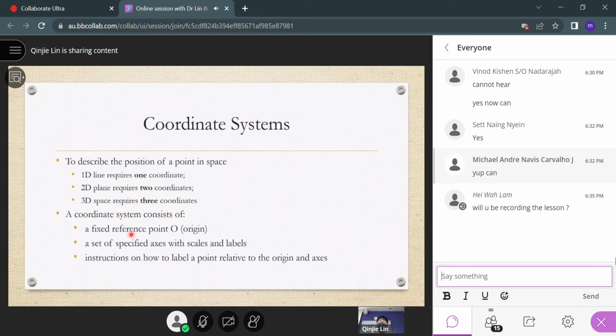So what makes up a coordinate system? They must have these things so that they can be called coordinate systems. It must have a reference point, which is usually the origin. And it also must have a set of axes with scales and labels, so that we can define a point on this coordinate system. For example, you need to have some reference, then you have an axis. Whichever point you put on this coordinate system, you will be able to describe it, depending on what coordinate system it is.